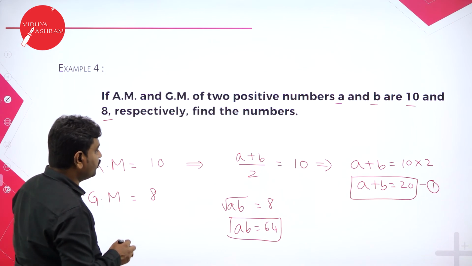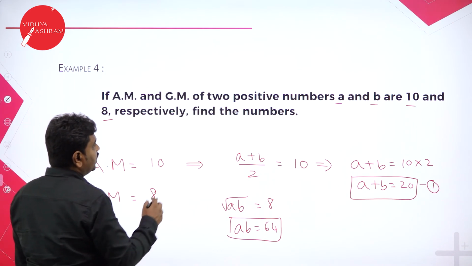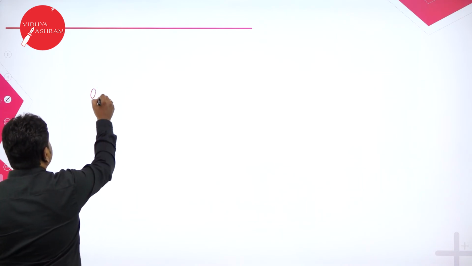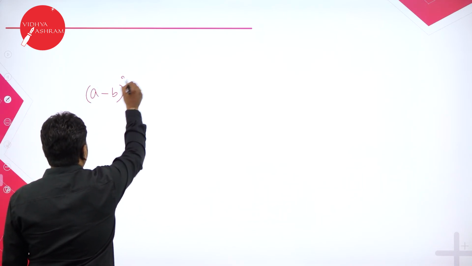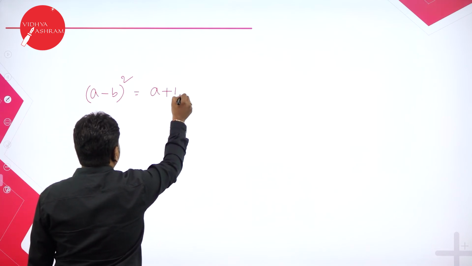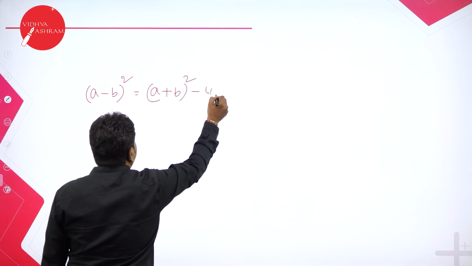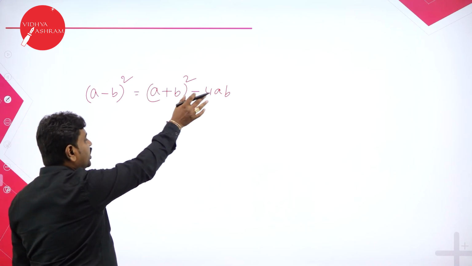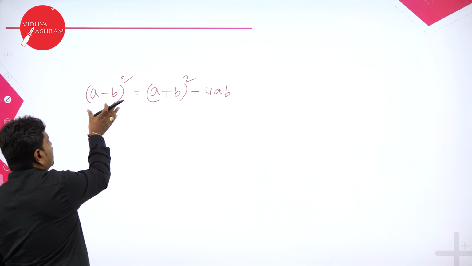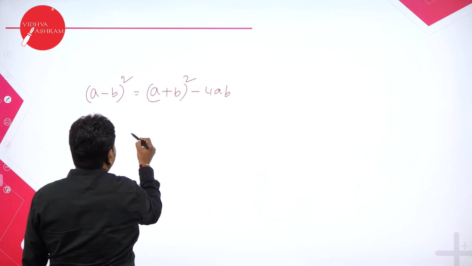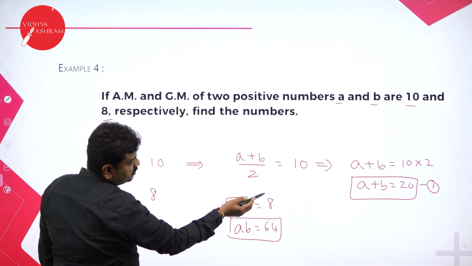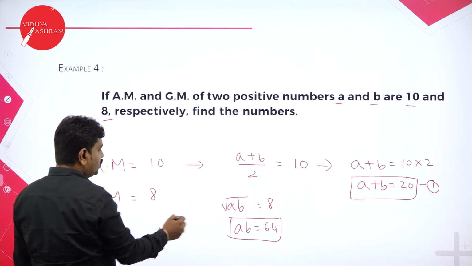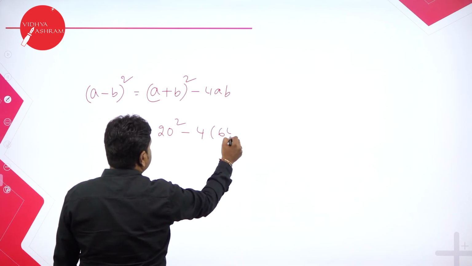Further, we know the formula with A plus B and A minus B. Knowing A plus B, you can find A minus B. In mathematics, (A minus B) the whole square can be written as (A plus B) the whole square minus 4AB. See, in (A plus B) the whole square, we have A square plus B square plus 2AB. If you remove 4AB from it, it becomes minus 2AB. So (A minus B) the whole square, I can write like this. Now, A plus B value is 20, so 20 square minus 4AB, and AB value also is 64.